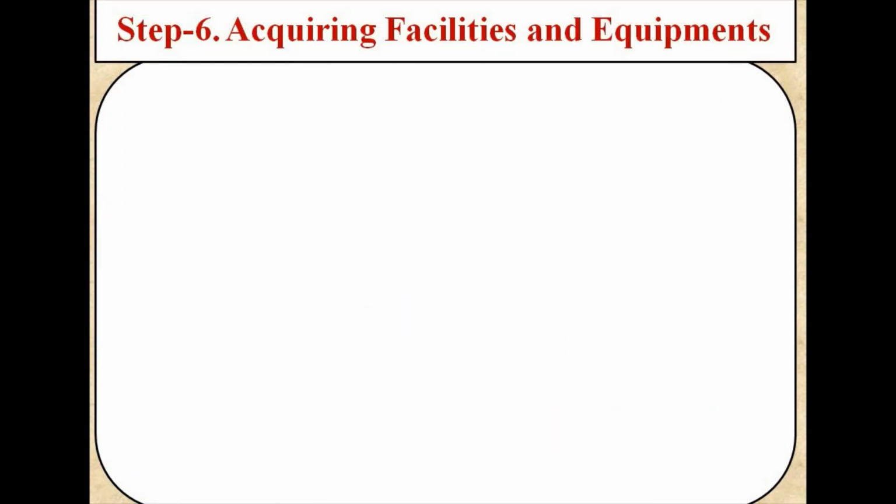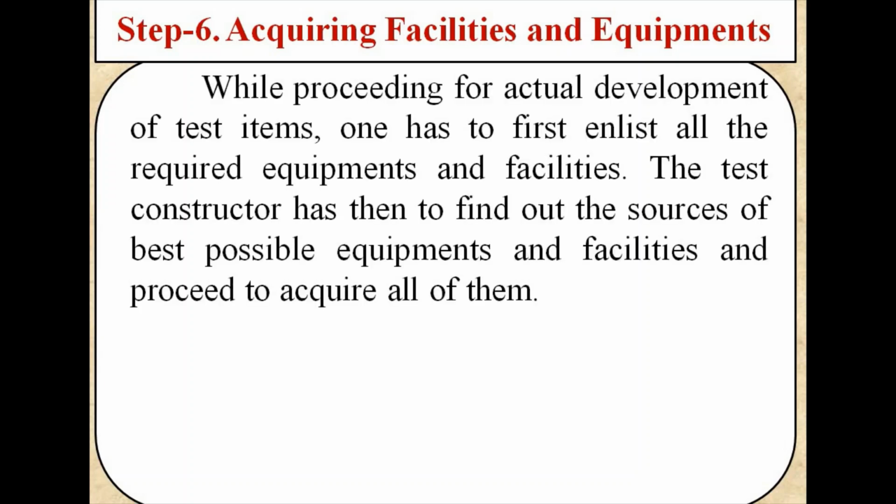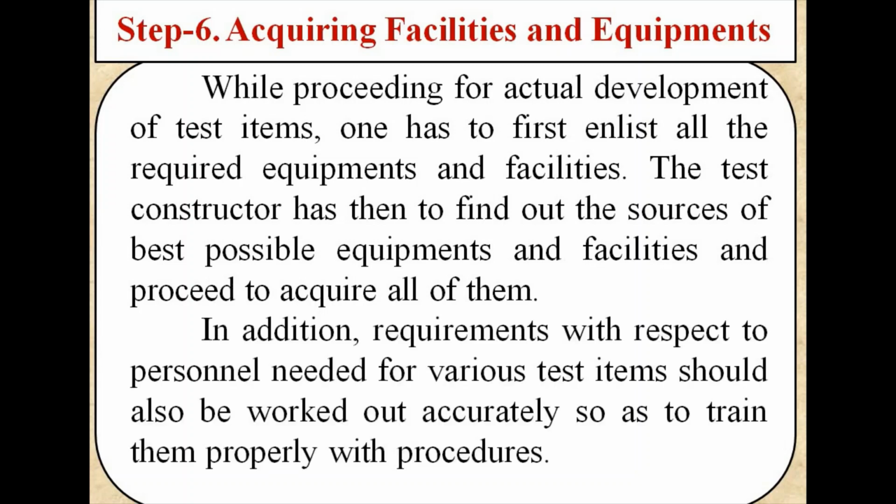Step 6. Acquiring facilities and equipment. While proceeding for actual development of test items, one has to first enlist all the required equipment and facilities. The test constructor has then to find out the sources of best possible equipment and facilities and proceed to acquire all of them. In addition, requirements with respect to personnel needed for various test items should also be worked out accurately so as to train them properly with procedures.